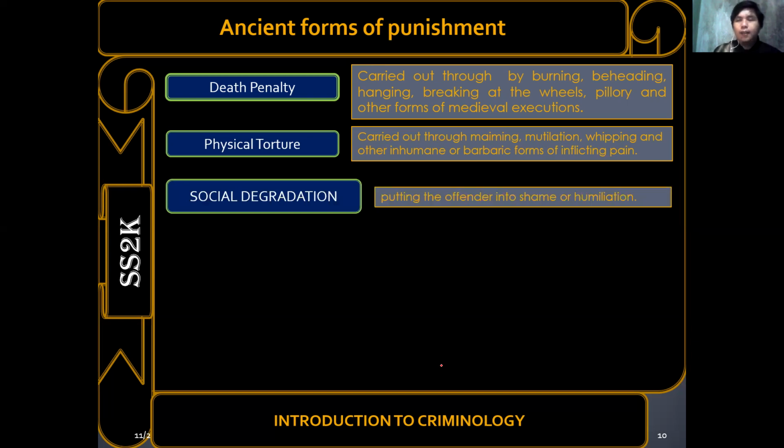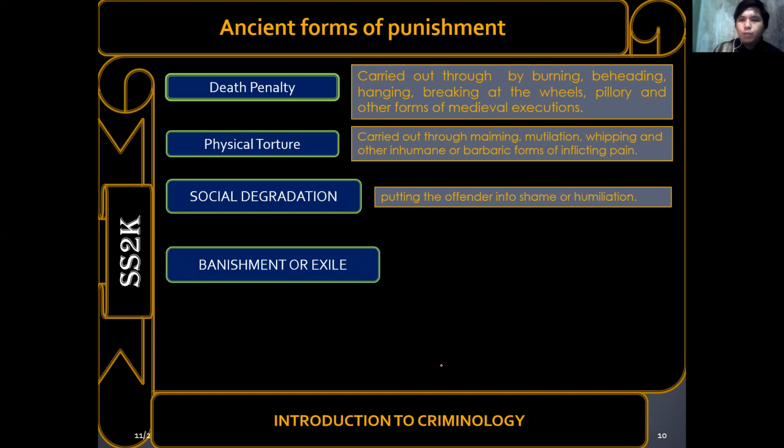Ano yung social degradation? Ito po yung pagpapahiya doon po sa isang offender. Tulad ng ducking on stool. Tulad nung pararampahin ka, yung walk of shame, pararampahin ka na nakalagay doon, ako ay isang magnanakaw, wag akong tularan. That is social degradation, pagpapahiya.